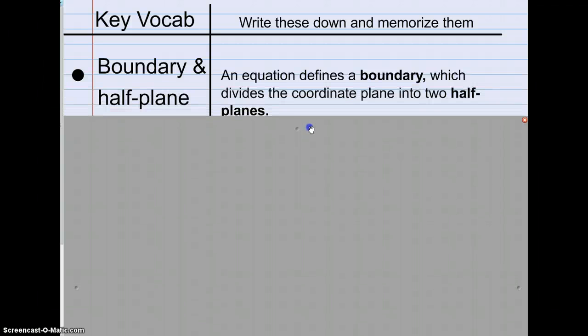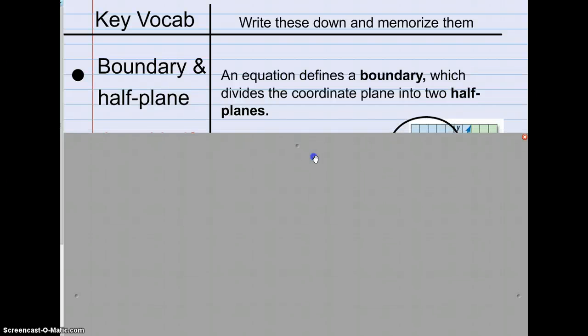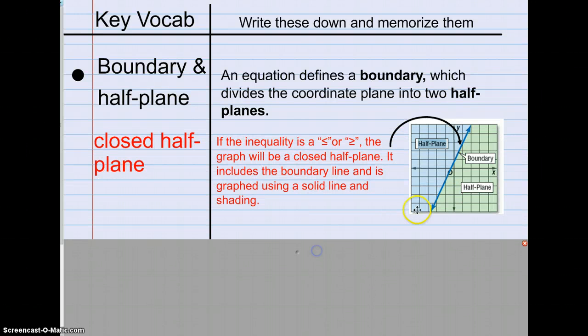Key vocabulary: you're going to want to know these three terms and write them down. The first one is boundary and half plane. The boundary is defined by the equation, and it's the line that cuts the coordinate grid in half. So that's the boundary. On each side of the boundary are half planes. There's two types of half planes.